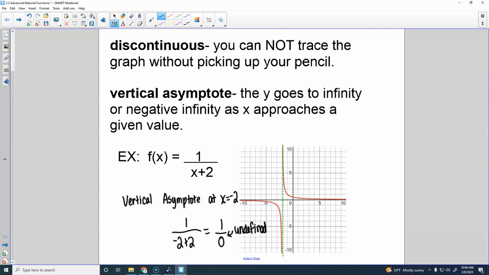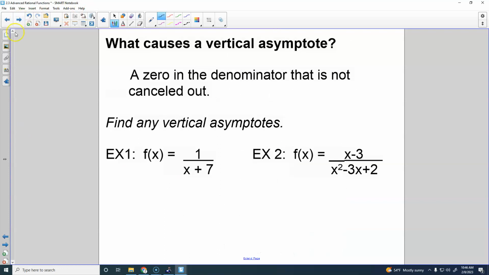So what we're going to see with these is that a 0 in the denominator that is not canceled out is going to cause a vertical asymptote. We should be able to tell where vertical asymptotes are going to be even if we don't have a graph. So that's what we're looking at today. We definitely should be able to find it from a graph. We also want to be able to find it even if we don't have a graph.